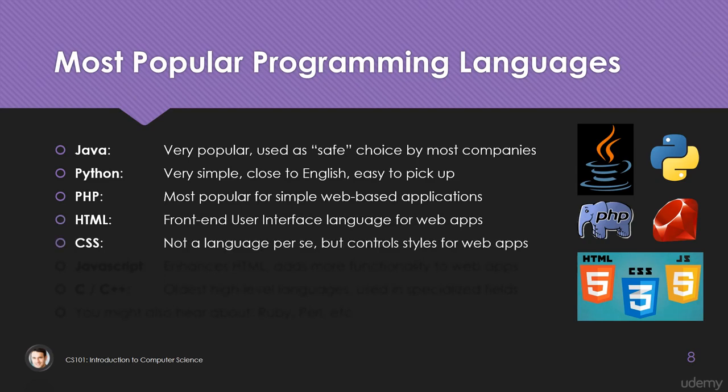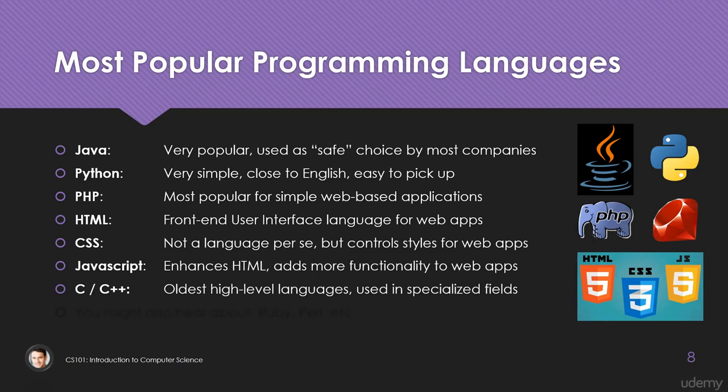Now, HTML, CSS, and JavaScript. HTML and CSS may not be programming languages per se, but they're still very important in building websites. HTML is the user interface language, CSS is the styling language, and there's a language called JavaScript which runs in your browser, and it enhances the HTML and CSS and adds more functionality to web applications and lets you do useful things. C and C++ are the oldest high-level languages, and they're used in specialized fields.